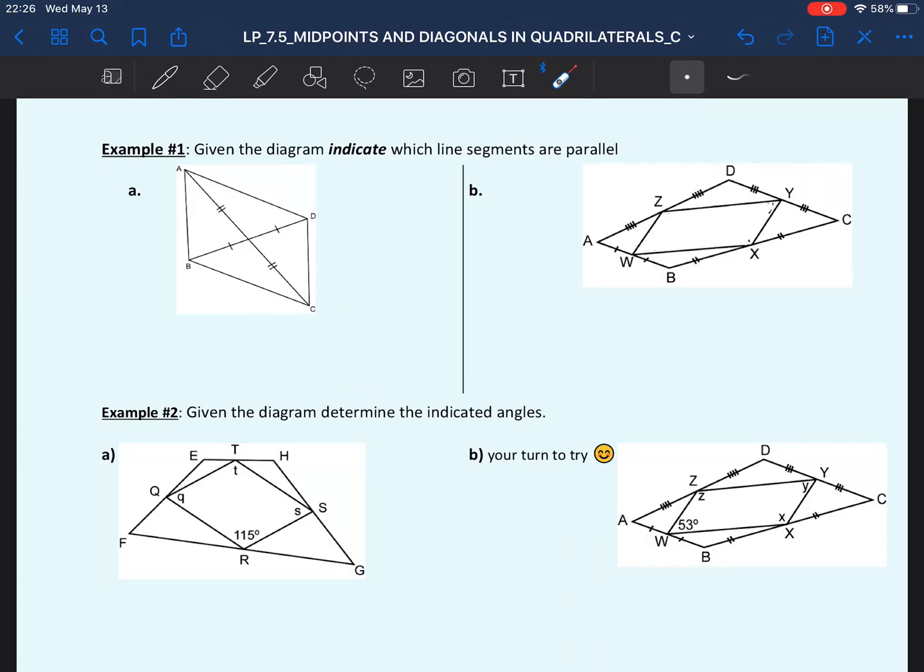Now we'll take a look at some examples where we can practice the theorems we just learned. Example number 1 says that we're given a diagram and we need to indicate which line segments are parallel.